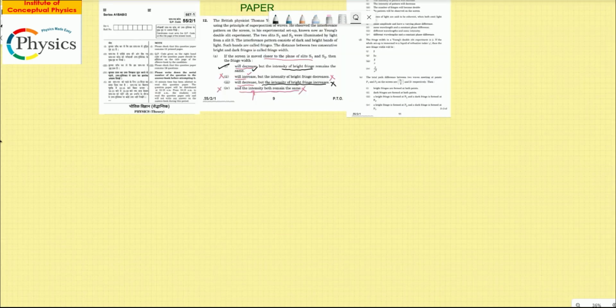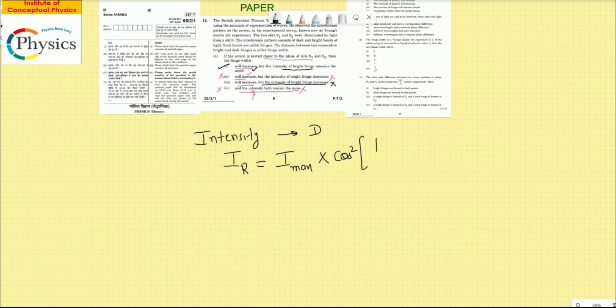All right, now is the tough part of this question, which is the intensity. Okay, so intensity, how does it depend on the screen distance, where you have a viewing screen, right? This is very important to understand, a bit complicated, so listen to this very carefully. Now we understand that resultant intensity is given by I max multiplied by cos square of phi by 2. So phi is our phase difference, right?